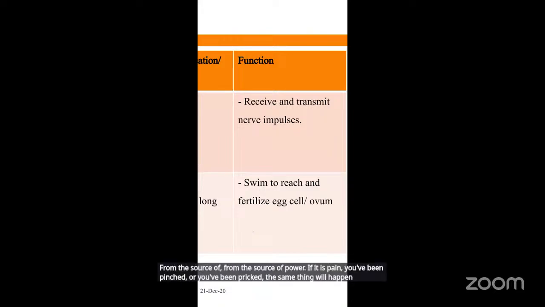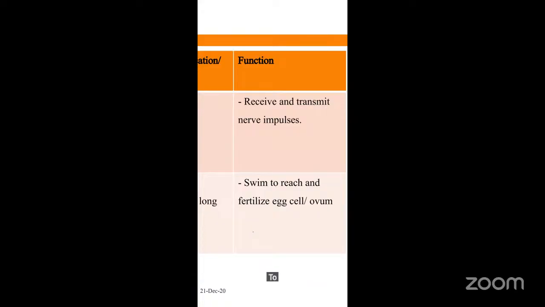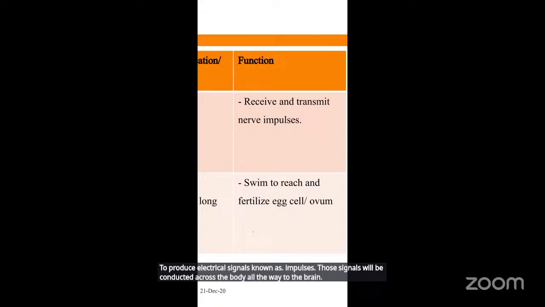The pricking will trigger the body to produce electrical signals known as impulses. Those signals will be conducted across the body all the way to the brain, where the brain will interpret it and instruct the muscles to contract.